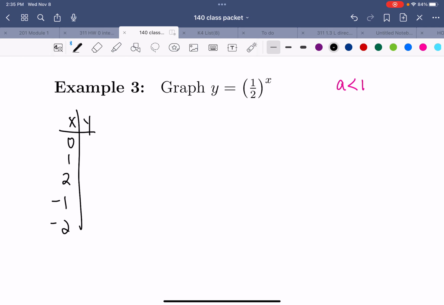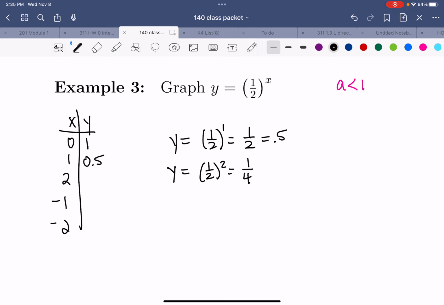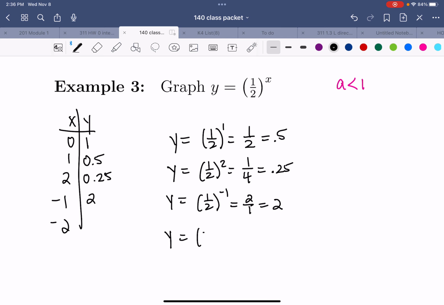Again, when you plug in 0, anything to the 0 power is 1, so that's not going to change. When you have 1/2 to the 1, that's just 1/2, so 0.5. When we have 1/2 squared, that's 1/2 times 1/2, which is 1/4, so 0.25. 1/2 to the -1. Now, -1 usually means move to the other part of the fraction, but when I have a fraction, that means I'm going to flip it over, take the reciprocal. So that's going to become 2/1, which is just 2. When we take 1/2 to the -2, we're going to flip it over and square it, and that's going to give us 4.